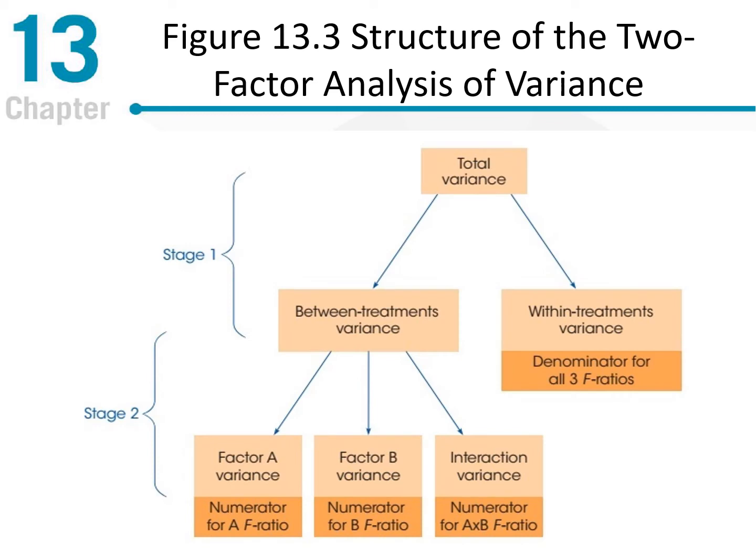So it looks like this. You have total variance. Within treatments, variance is going to be the same denominator for all three F ratios. You're going to use the same within groups variance denominator. But for the between groups variance, you need to find an F ratio for the main effect of the first variable, factor A, an F ratio for the main effect of the second variable, factor B, and an F ratio for the interaction. So you're going to have three F ratios, and that's going to partition the between groups variance.